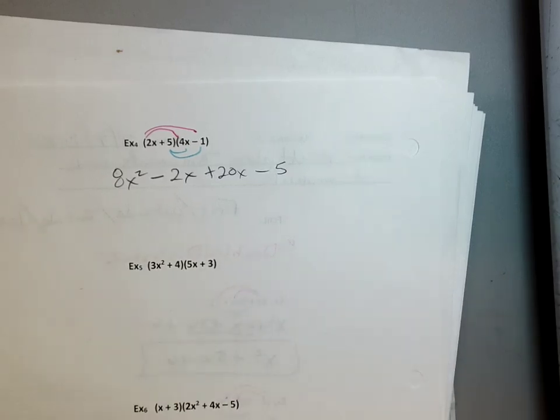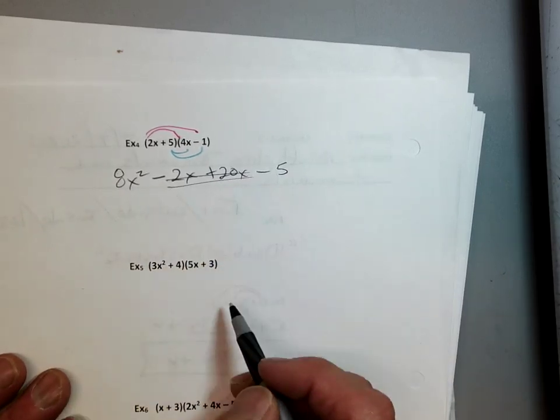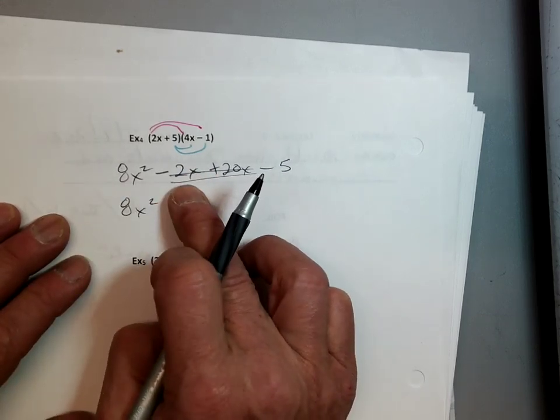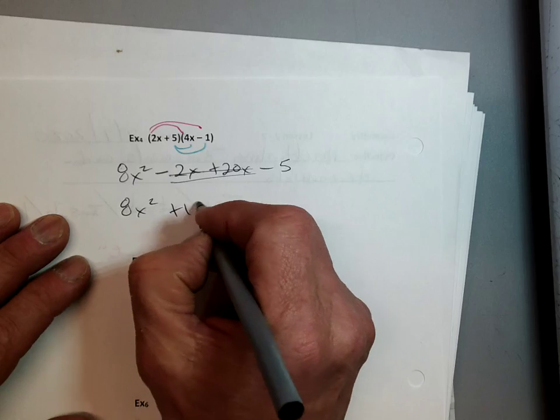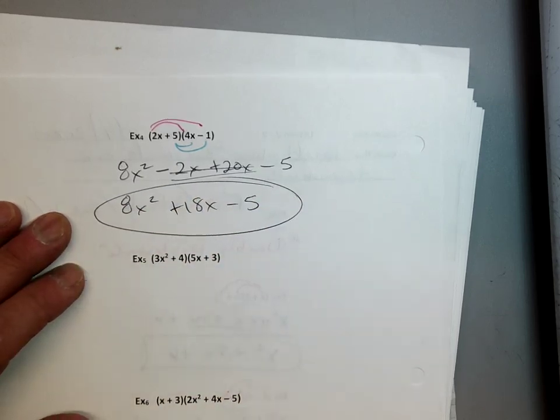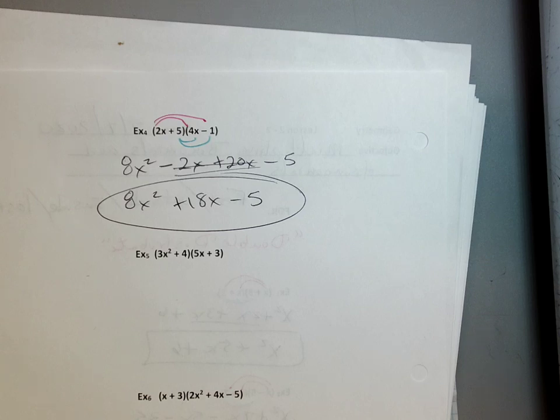Again, the middle two terms can be combined, so I'm going to get an 8x squared. Negative 2, positive 20 makes a positive 18x minus 5, right? Thumbs up? Okay, good.